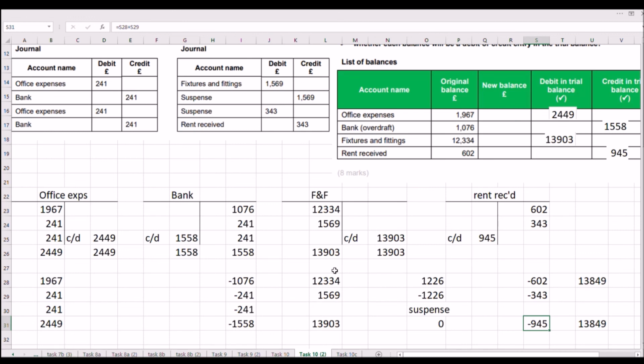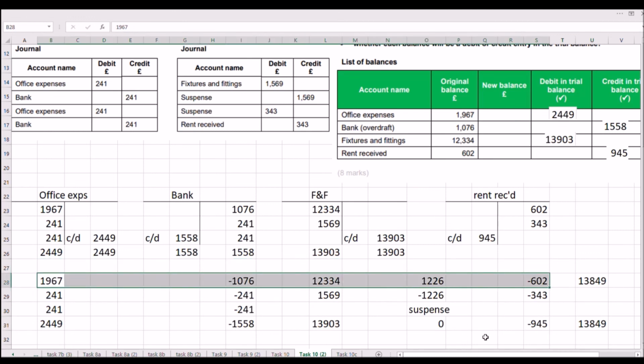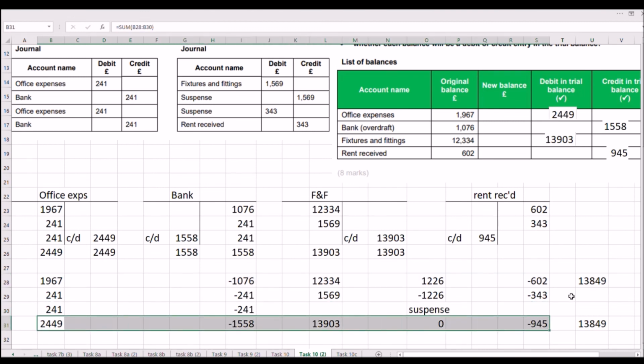Now, why did I put all of those ones there online? Because I wanted to sort out these opening balances on these accounts here. There's the journals in there, but there's the closing balances. And I wanted to make sure that the opening balances were equal to the closing balances on these ones. That's why I included the suspense account as well.